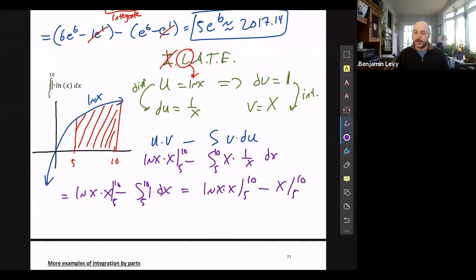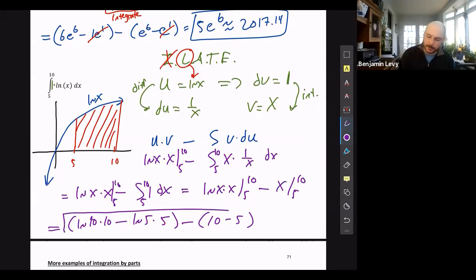Right, we just plug the numbers in at this point, and it ends up being this. Oops, except you plug in the top number first: ln 10 times 10 minus ln 5 times 5, minus 10 minus 5. I did not get an approximate answer for that ahead of time. Not super concerned about it. If this is a test and a couple people just left it like this, totally fine with me. How well you can plug things into a calculator is not super important.